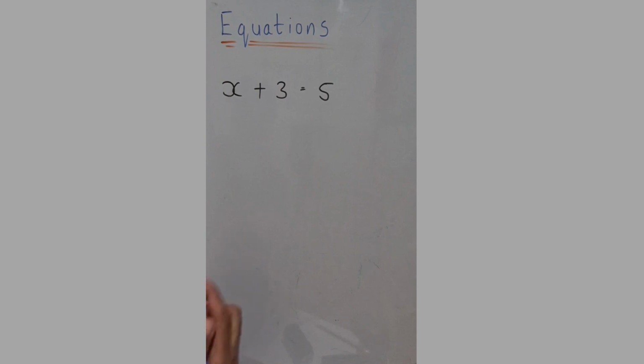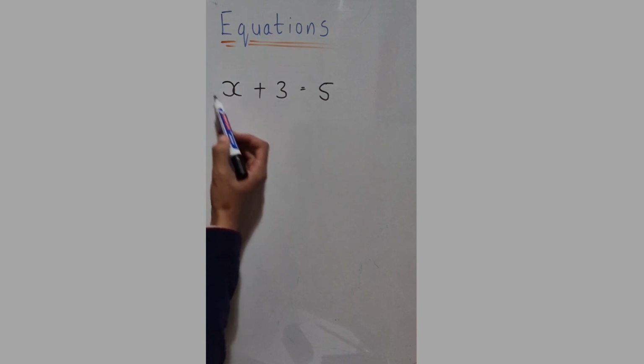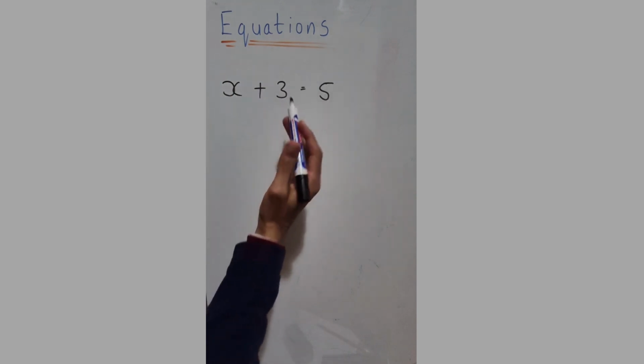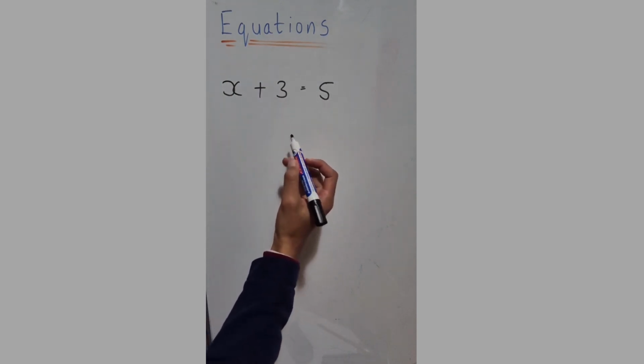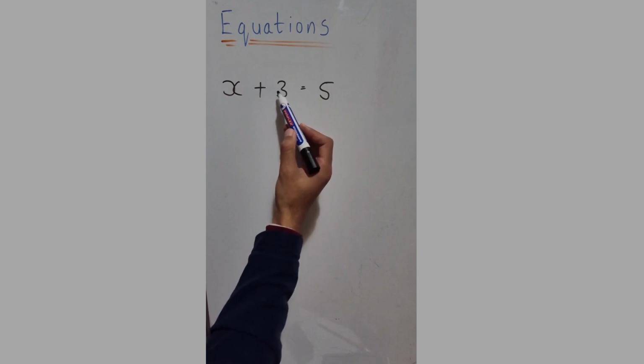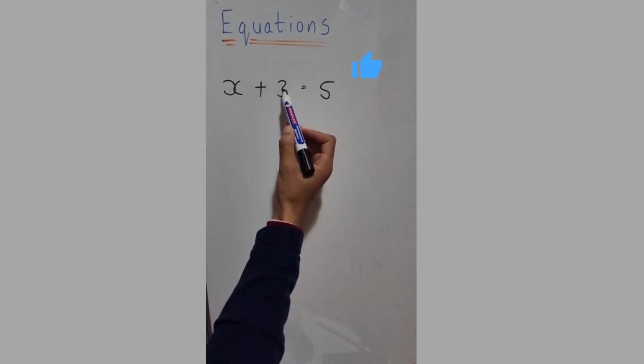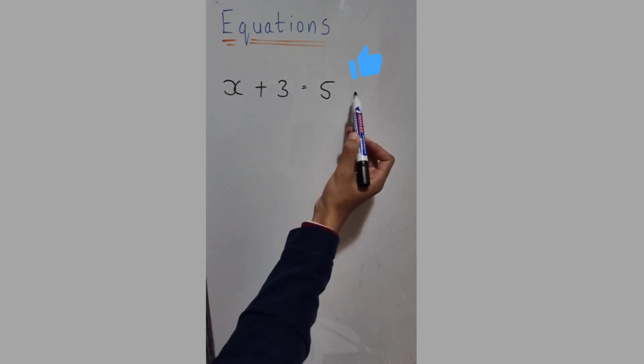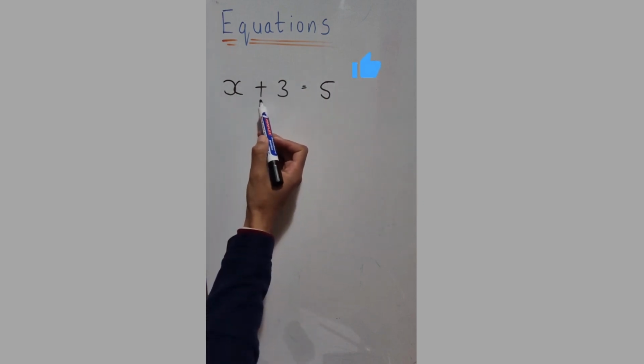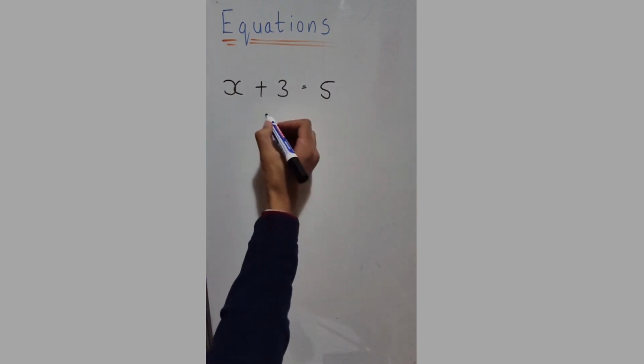On the board we have x plus 3, and the aim is to get x on its own on the left hand side. So in order to do that, we need to get this 3 and move it over to the right hand side. And whenever we move a number over the equal to sign, the sign in front of that number changes. So this is what will happen.